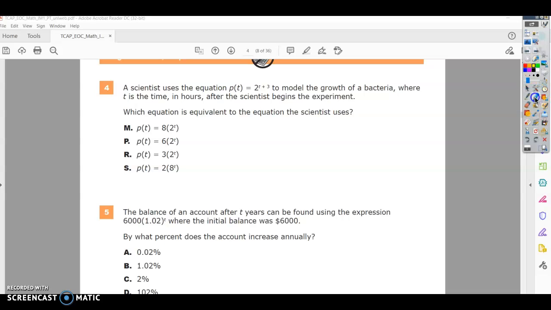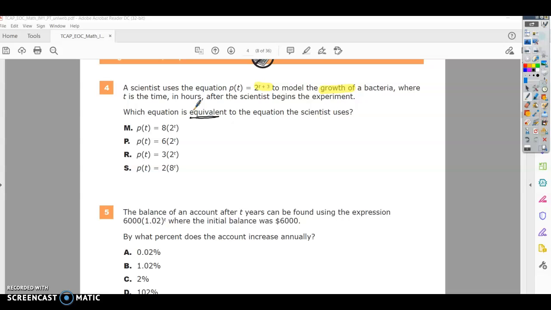All right, a couple of things I want you to pay attention to. First, the variable t is in the exponent, and it says the model growth. Growth means it's exponential growth. So we're looking at exponential growth or decay. All right, so we need an equation that is equivalent to this equation. Because it's an exponential growth, that means that we can't use 0 or 1.